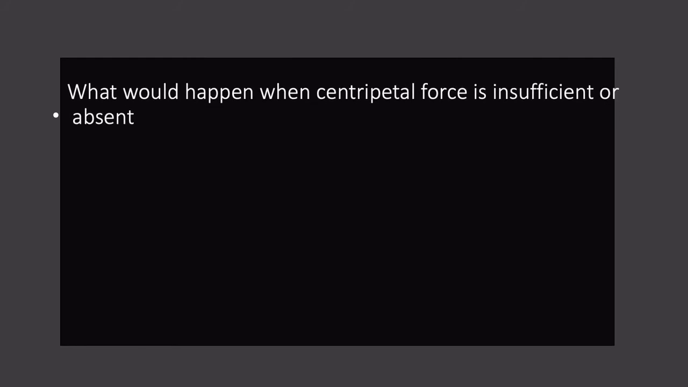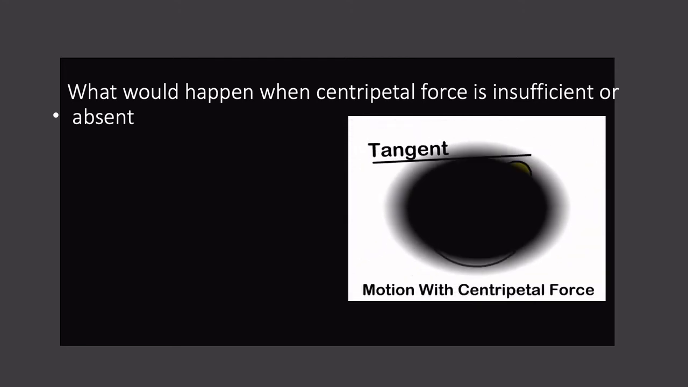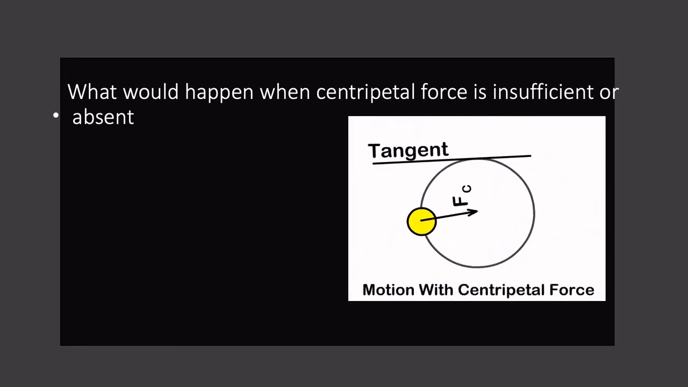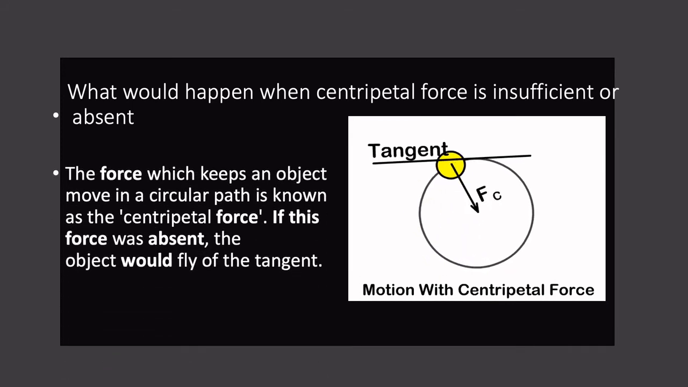What would happen when centripetal force is insufficient or absent? If the required force to keep the object in uniform circular motion is absent, the object will continue in its straight line motion because there is no force required to change the direction of the object. So it will move along the tangent with a constant speed.